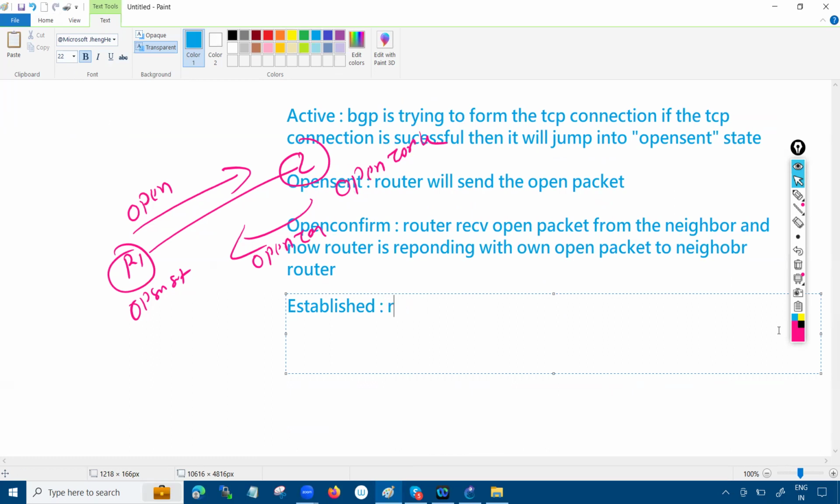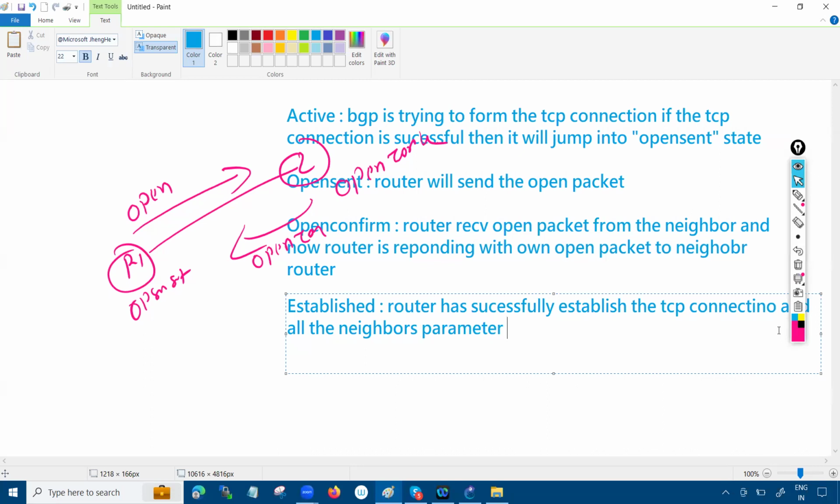The router has successfully established the TCP connection and all the neighborship parameters have matched, right? And now data is ready to exchange. So in this state, basically we are exchanging all the updates.